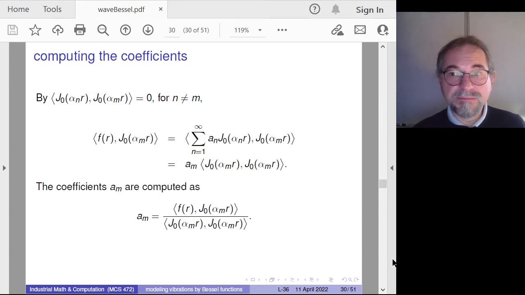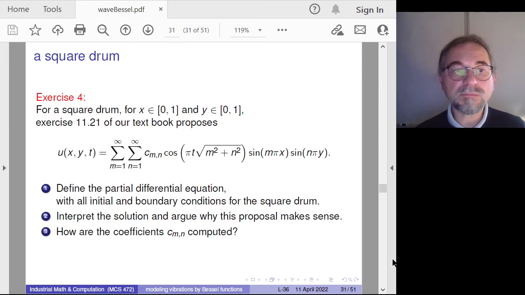Okay, I'm 40 minutes in. One last exercise. So what happens if you would do this on a square drum? So the book, our textbook, proposes this as a solution. You see now that the Fourier analysis comes in again. So we have sines of increasing amplitudes, increasing frequencies. But now it's a two-dimensional problem. So we have a double sum.